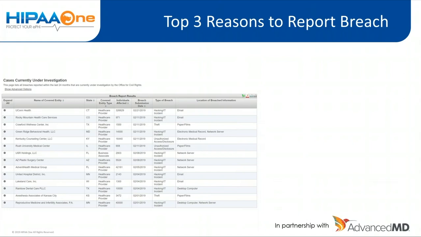of reasons to report a breach of more than 500, and usually it comes from internal access or emails that are sent to the wrong email address, or faxes that are sent to the wrong location, paper or films that are lost in transit. Hacking IT incident email is phishing. Hacking IT incident network server is ransomware, malware. And so there are all these things you have to do in order to protect yourself.